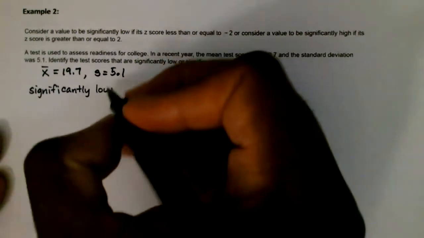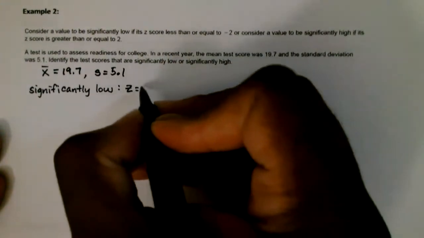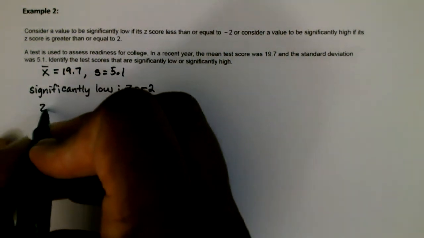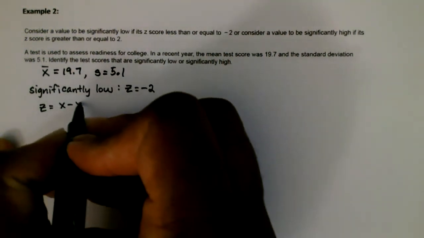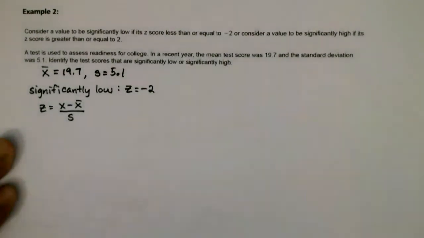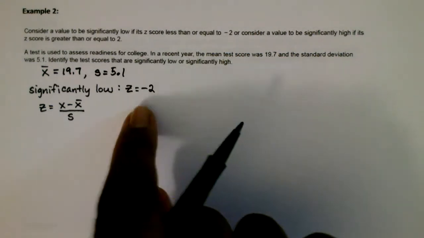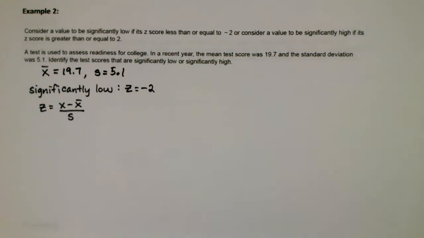For something to be significantly low, the z-value has to be less than or equal to -2. So we're going to let z equal -2 as the cutoff, and then use this formula, z is equal to x minus x bar, all divided by s. Now keep in mind here, we're trying to find out what x is. We already know what z is. We know what x bar is and what s is. So we're just going to substitute in this formula to find out what x is. That would be the significantly low value.